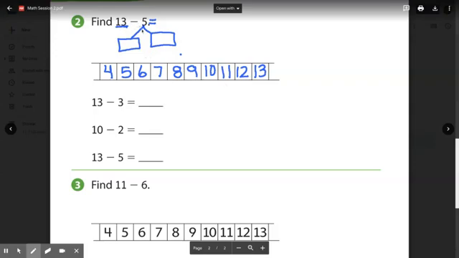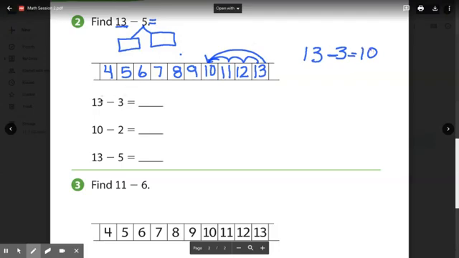Okay, so 13 minus 5. Where are we going to start on our number line? We are going to start with our whole number, 13 minus. And where are we going to go? We have to get to 10. Why do we have to get to 10? Because we have to make a 10 to subtract. So how many places are we jumping from 13? Some of you will already know. 1, 2, 3. 13 minus 3 equals 10.